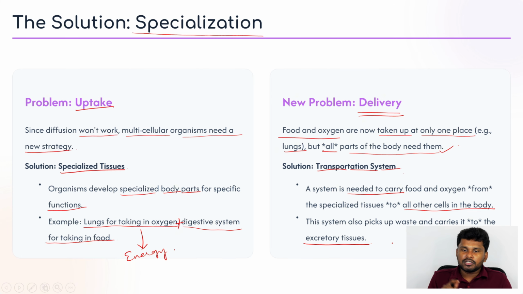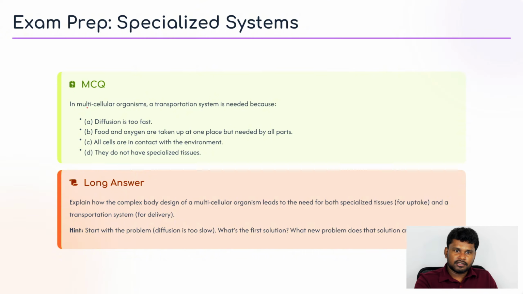There are some tissues, especially like your skin, which are excretory. Material should be taken out to the skin. Through sweat, you will be losing a lot of excretory materials. Okay, let us see some MCQs related to this.